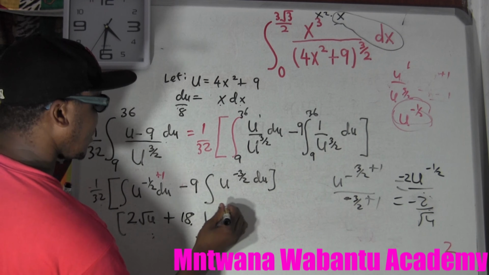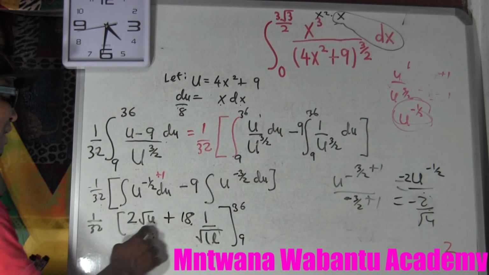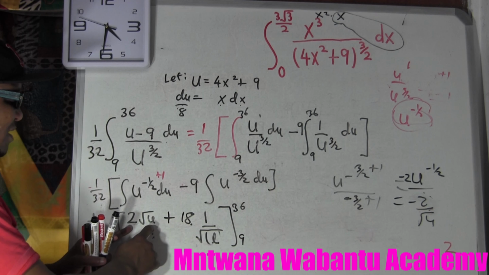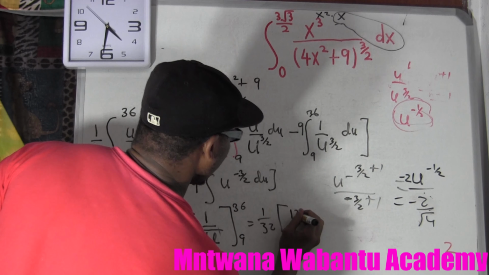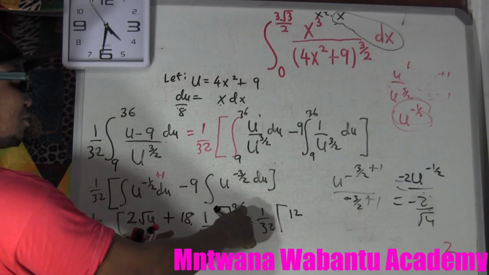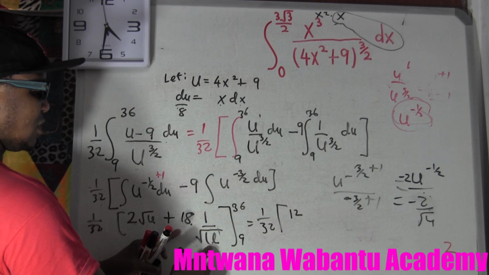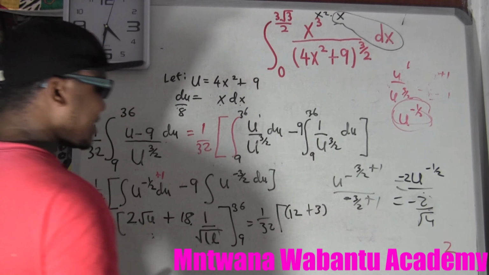Our limit starts from 9 to 36. So what we're going to do, we have to substitute upper limit minus lower limit, which is easy. Plug upper limit here. When you plug 36, it's going to become, when you take the square root of 36, it's going to give you 6. 2 times 6 equals 12. So 1 over 32, 12 here. Now, plug 36, 6. 18 divided by 6 equals 3. So plug 3. So that's the upper limit.